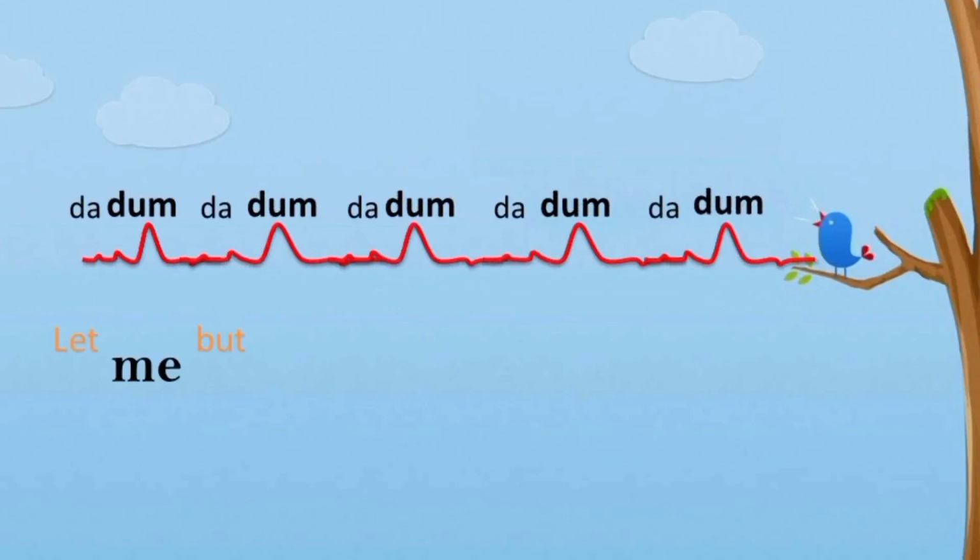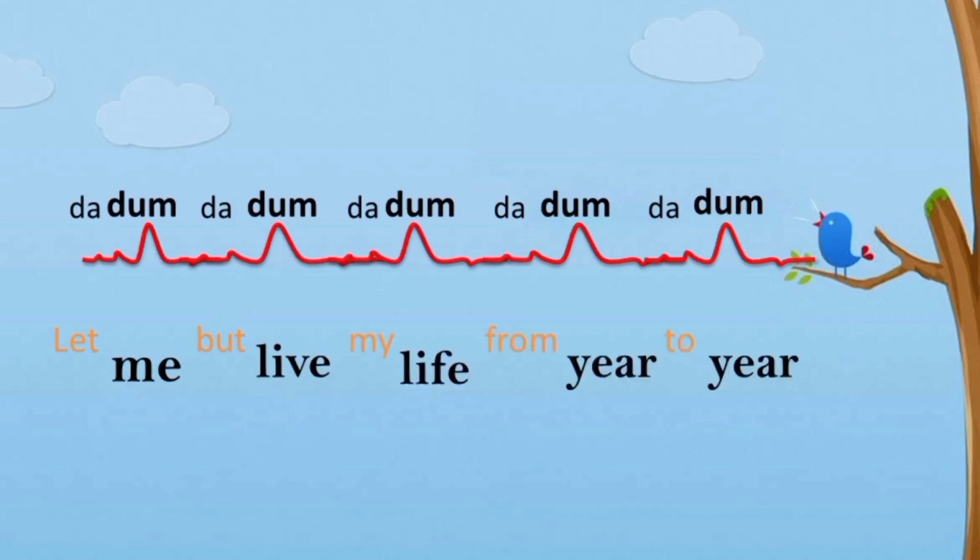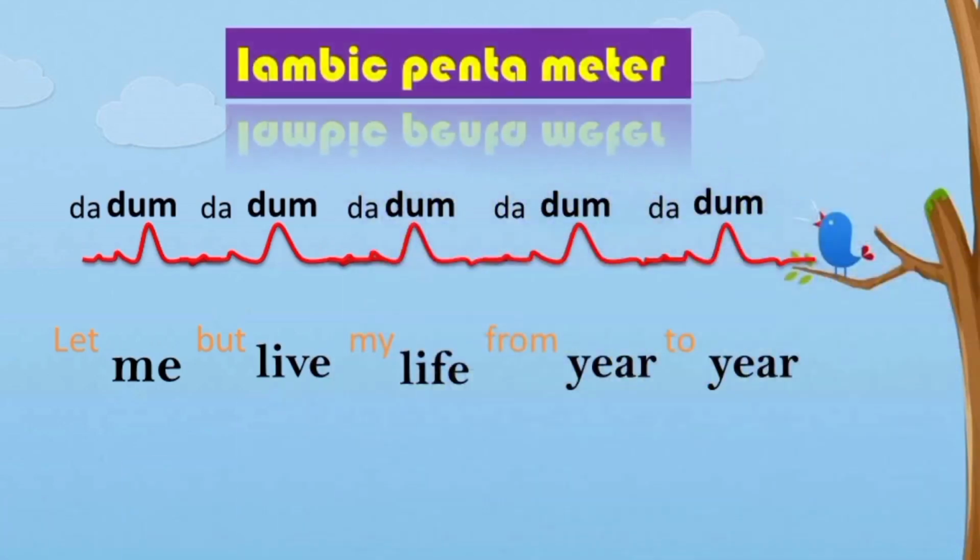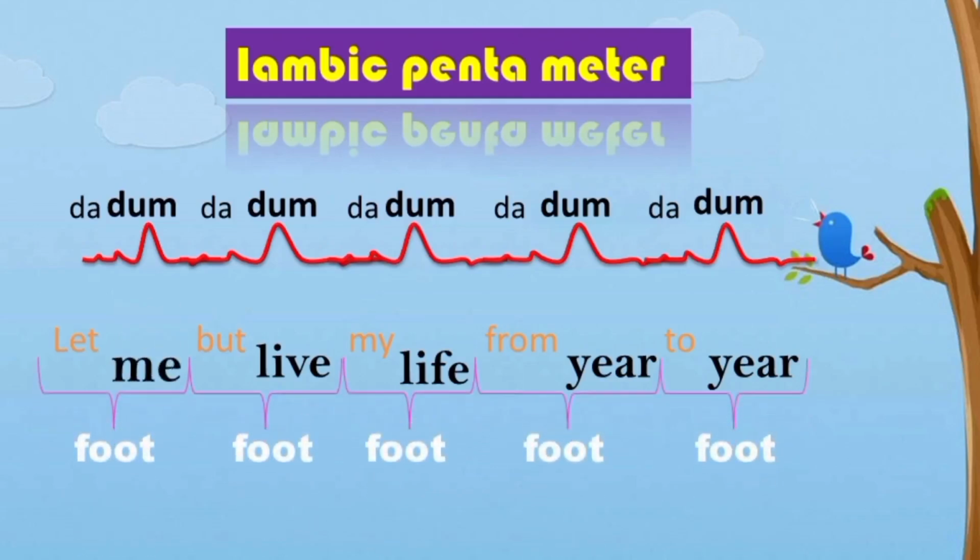Let me but live my life from year to year. So, what is iambic pentameter? A poetic line with 5 metrical feet, each consisting of one unstressed syllable followed by one stressed syllable.